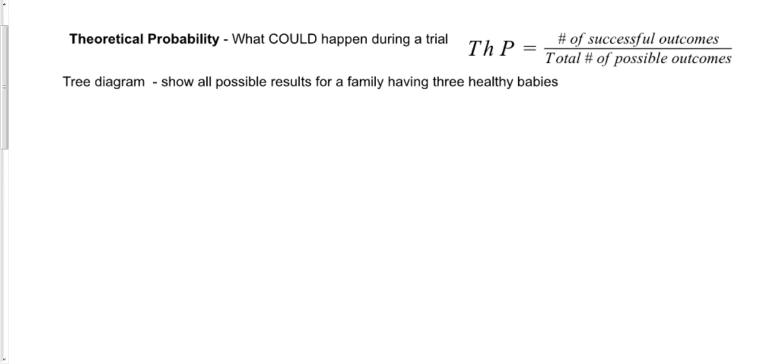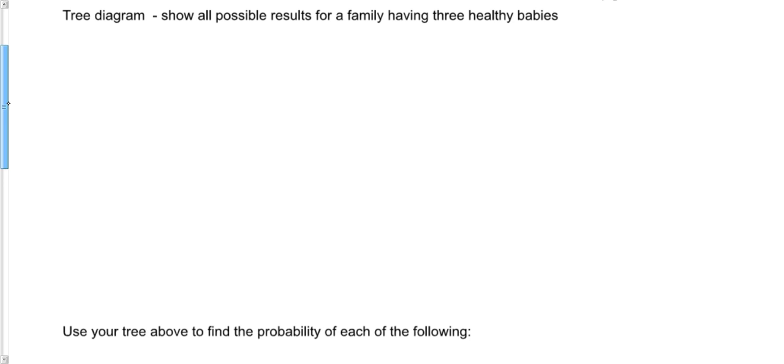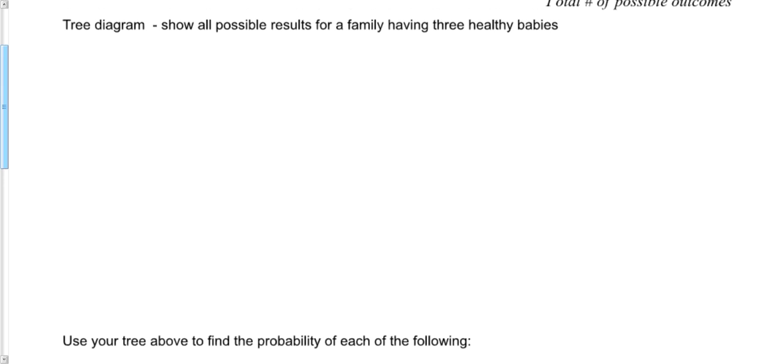So to model that, we typically will create what we call a tree diagram, and we looked at creating tree diagrams for any number of things. In this particular example, we want to create a tree diagram to show all possible results for a family having 3 healthy babies. So you could have baby number 1, baby number 2, and baby number 3. Okay? So if you're going to have children, you have really 2 options. You can have either a boy or a girl.